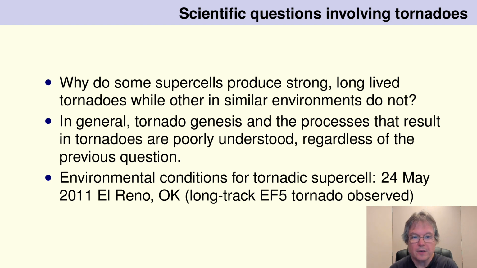It's much easier to run a big simulation than it is to get a field project together, assuming you have the computer resources to do the work that I do. We're using a storm that occurred in the United States. The initial conditions are the 24 May 2011 El Reno supercell in El Reno, Oklahoma. This produced a long track EF5.